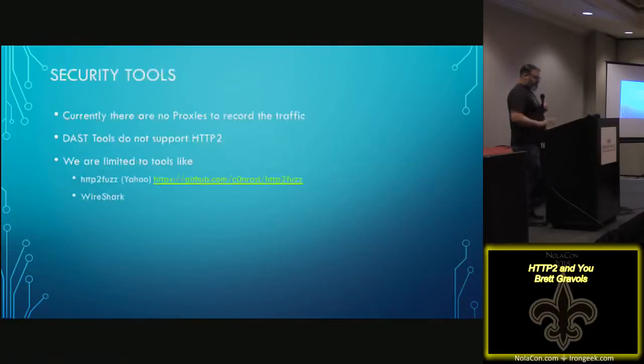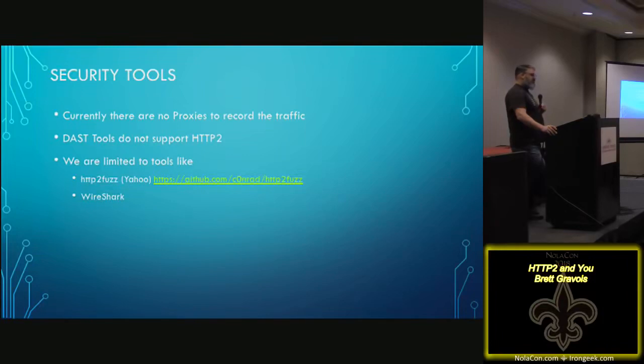Basically, with security tools, there are really no proxies to record the traffic. Burp doesn't support it. Zap doesn't support it. Really, everybody has to rewrite their protocol stacks to see it. I've been working with Simon from the OWASP Zap project on it. He said he's going to try to add it. Burp completely took it out. You used to be able to see the upgrade. No longer. You can't do that anymore. And you can't scan on it.